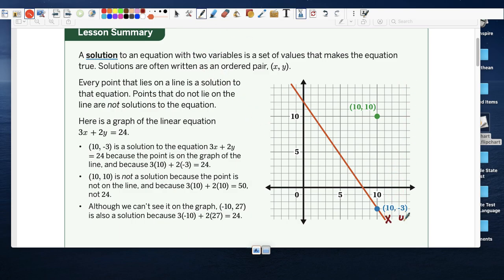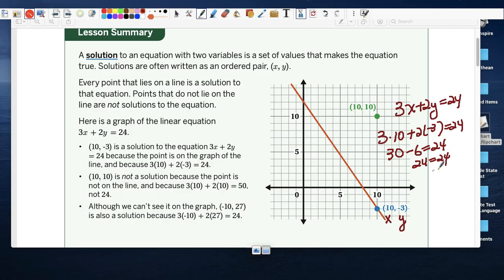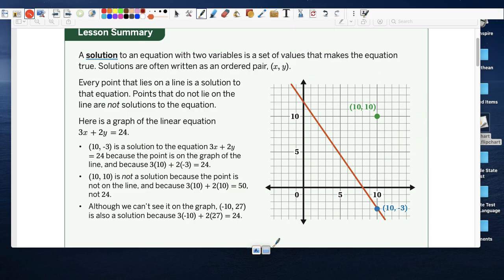10 and negative 3, let's try that one. This is the x coordinate, the y coordinate. What's the equation? 3x plus 2y equals 24. So we're going to go 3 times 10 plus 2 times negative 3 equals 24. 3 times 10 is 30. 2 times negative 3 is negative 6. And 30 minus 6 is 24, and it equals 24. And that obviously worked. So that's pretty much what we were working on today.